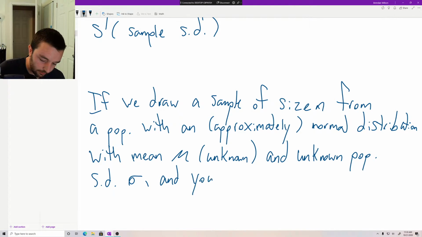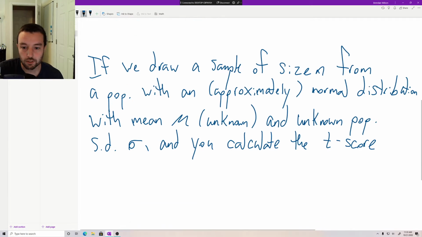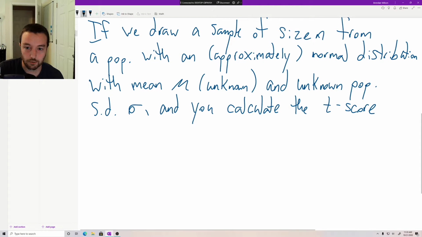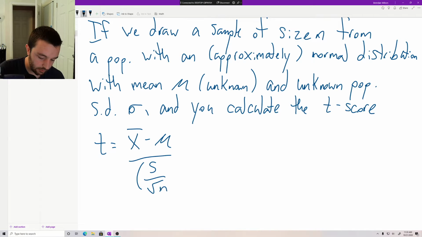And you calculate the t-score. Okay. So the t-score is similar to the z-score, but it's going to look like this now. X bar minus mu over s over root n. Okay, so we have the population mean, the sample mean, the sample standard deviation, and then the sample size.